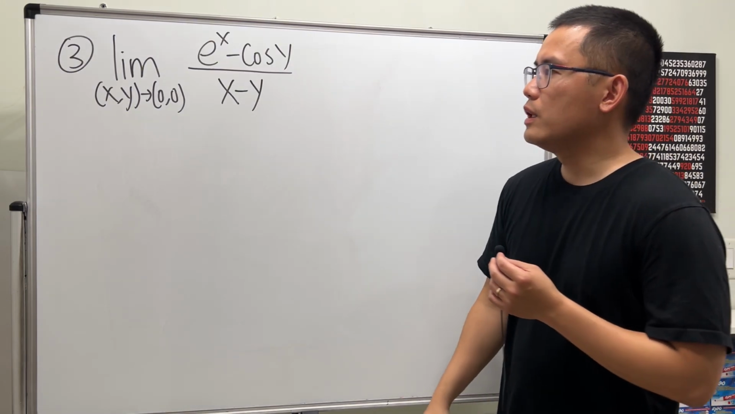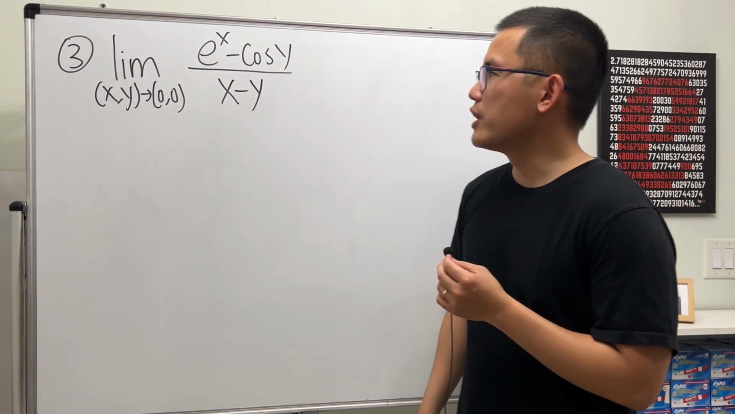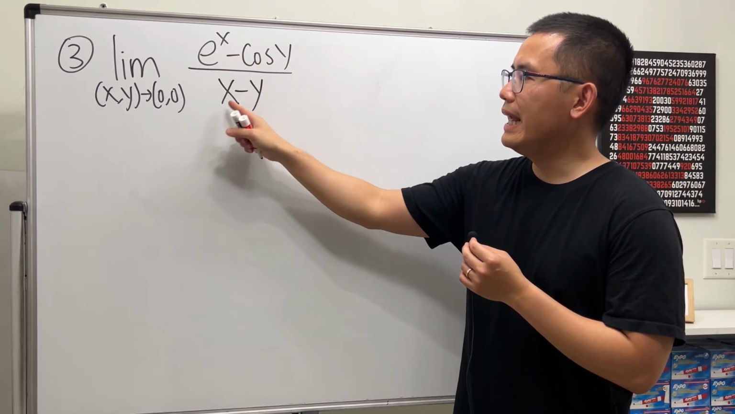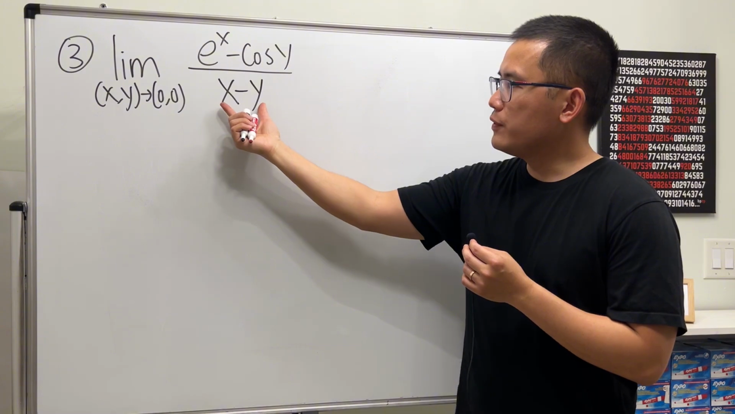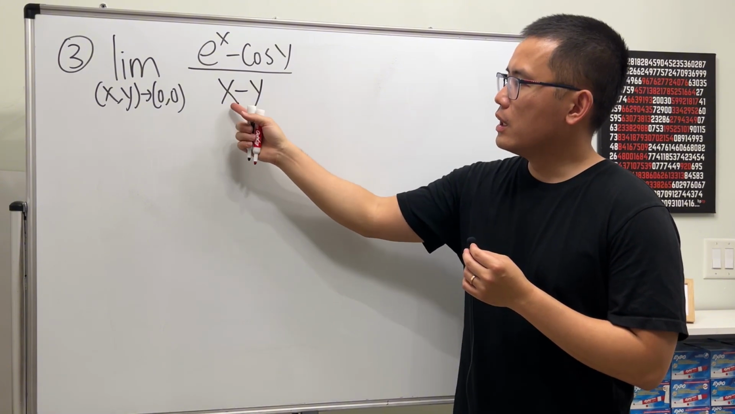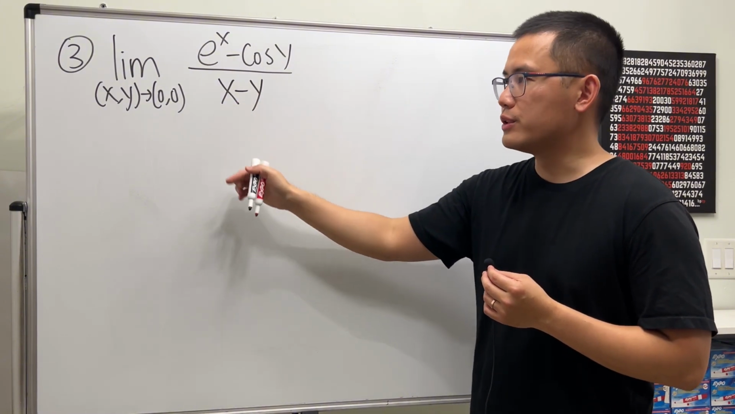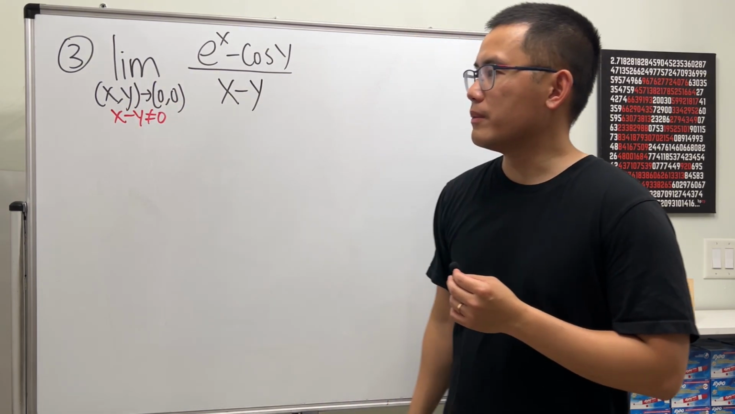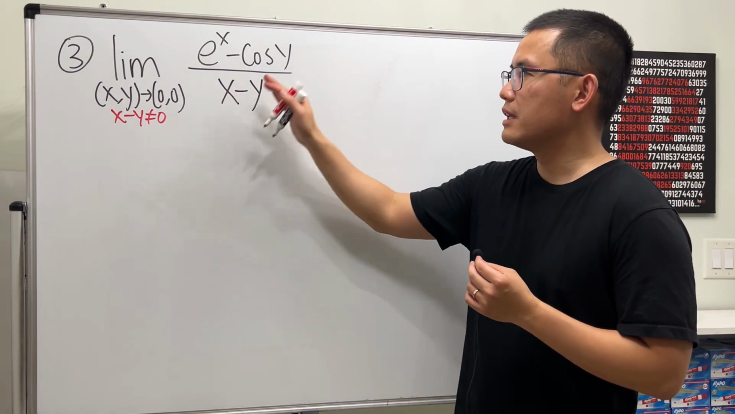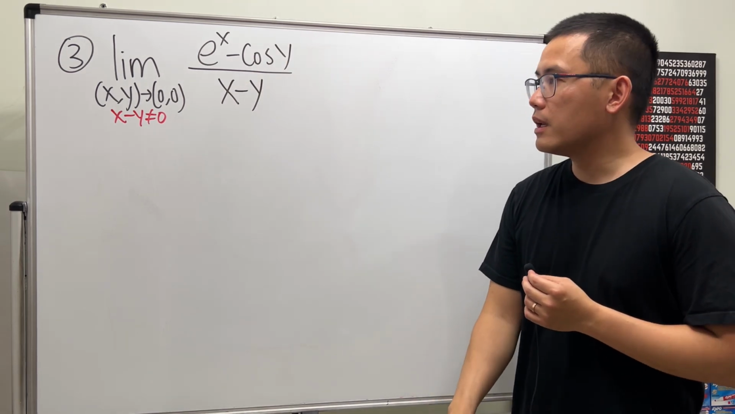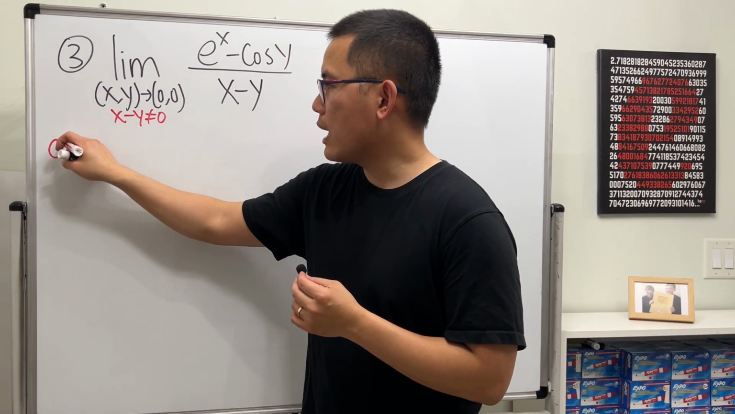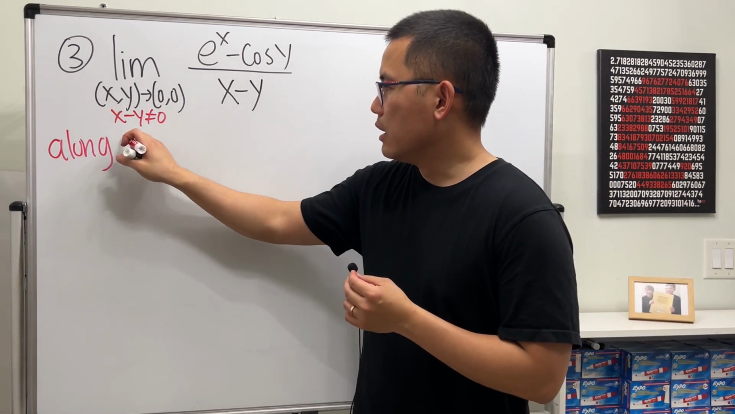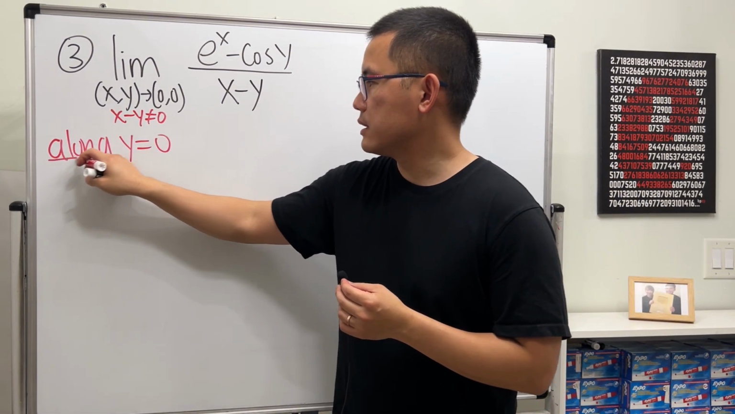Now for the third one, we still have xy approaching the origin, but here we have e to the x minus cosine of y over x minus y. And if you take a look at the denominator here, you have to keep in mind that we cannot choose the path x minus y is equal to 0. Cannot do that because that path is not in the domain of this function. But it's okay though, let's just try what we did earlier. Again, just try the easy path first. Along y equals 0 first.